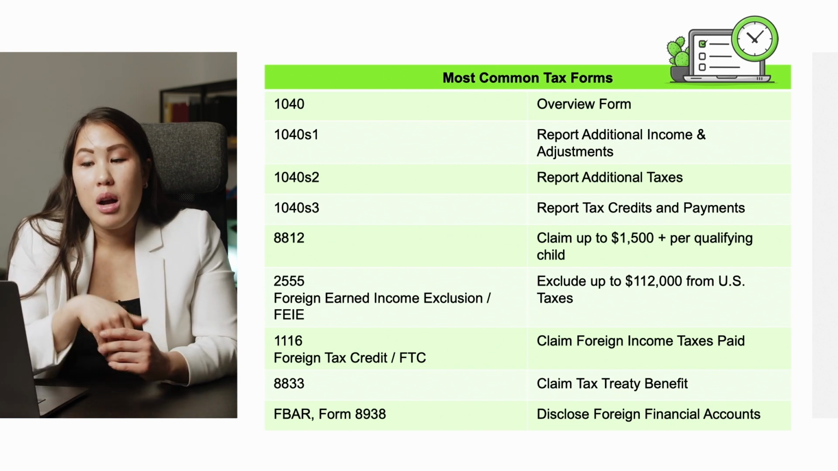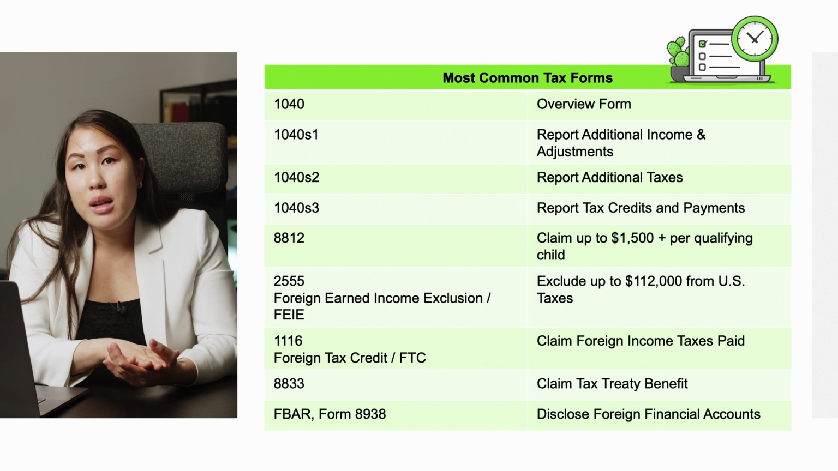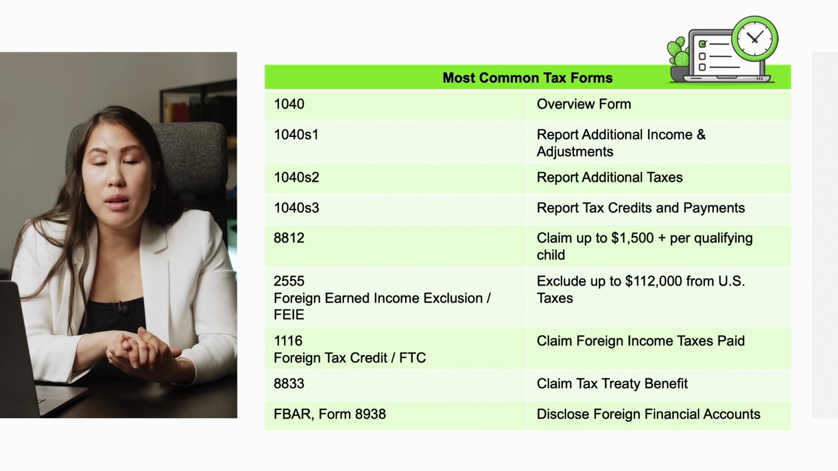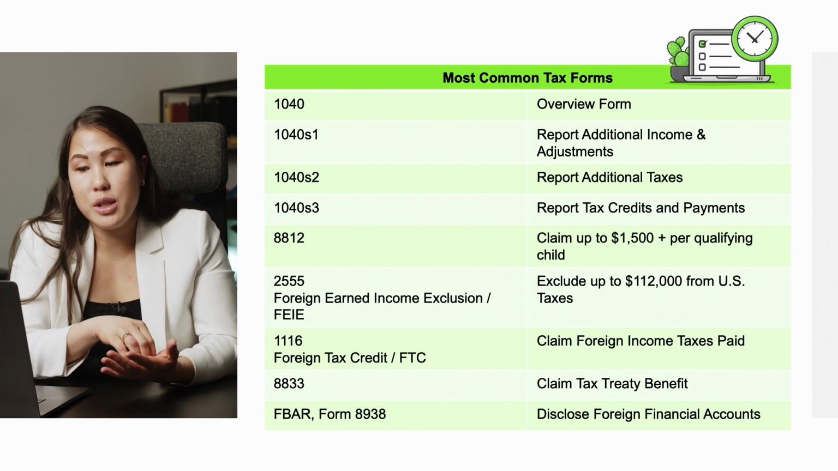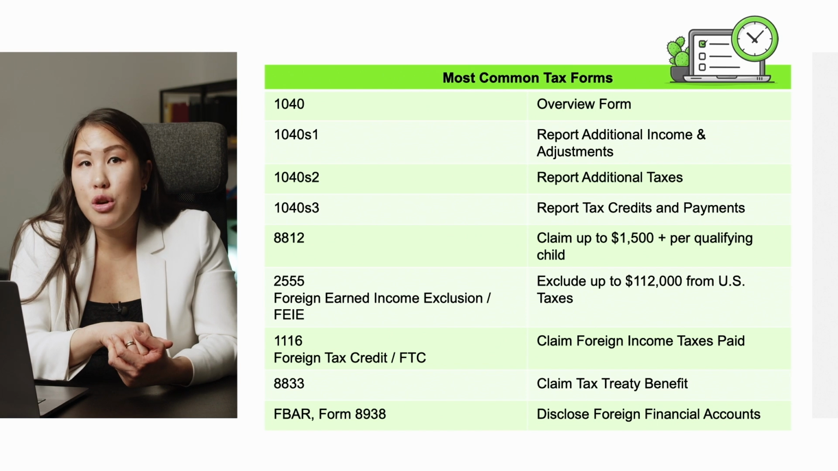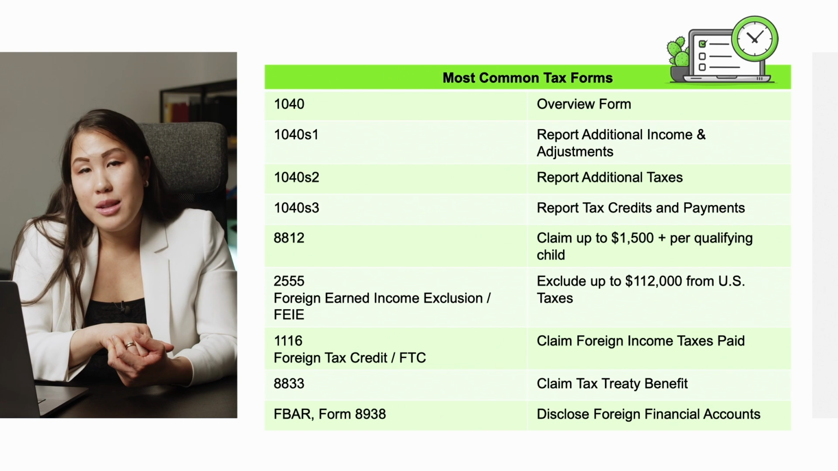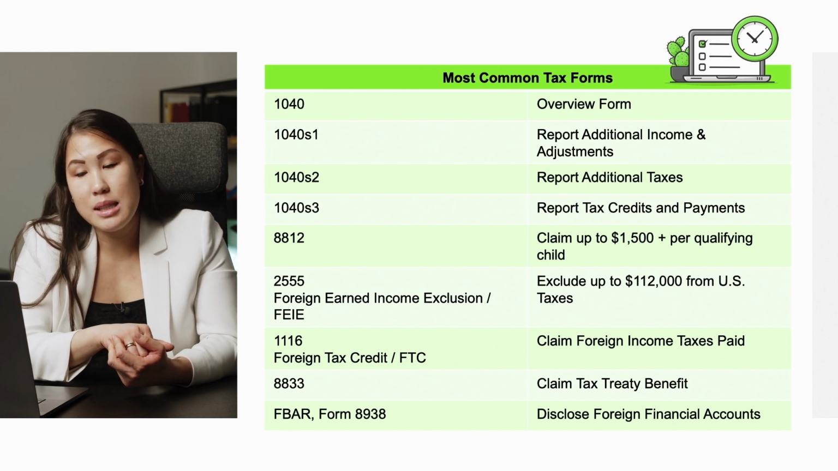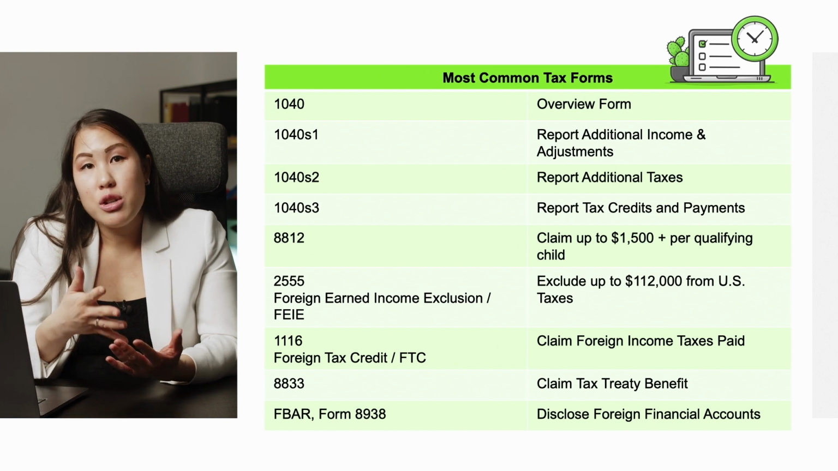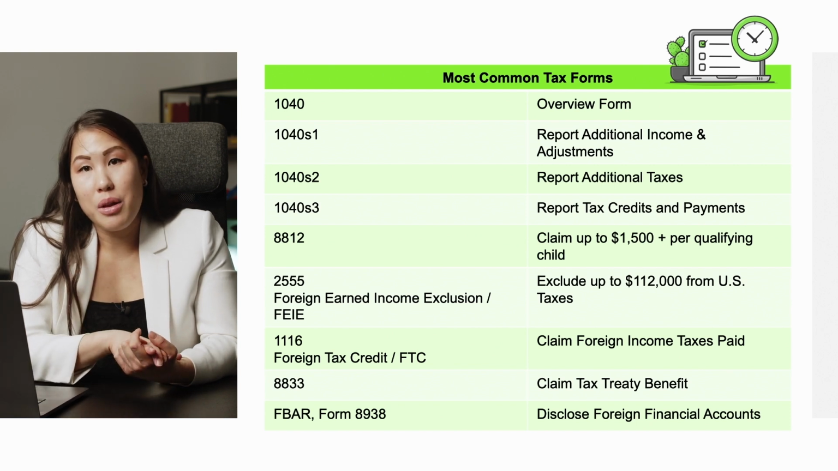If you are claiming the additional child tax credit, right, because you have children that qualify, you should be looking for Schedule 8812 in your return. If you're excluding your income with the foreign earned income exclusion, you'll see Form 2555. If you are using foreign tax credits to offset US taxes owed, you'll be seeing Form 1116. If you're claiming a tax treaty benefit, you'll see Form 8833.